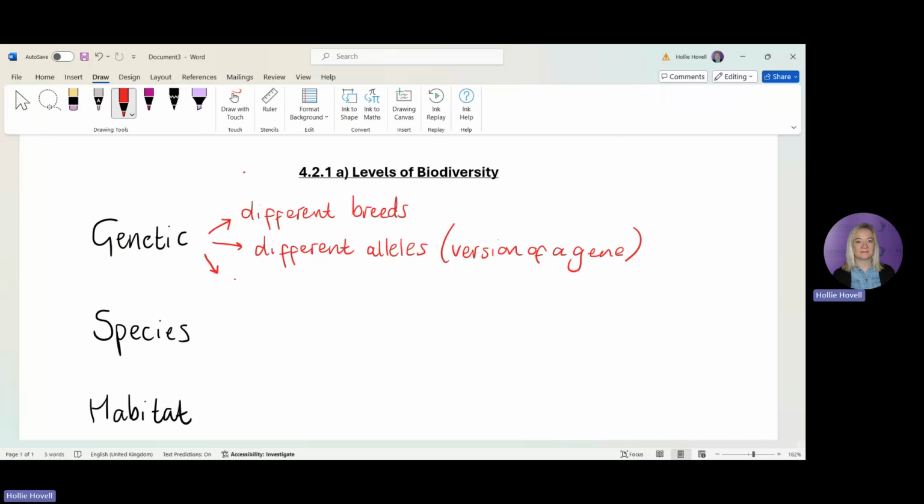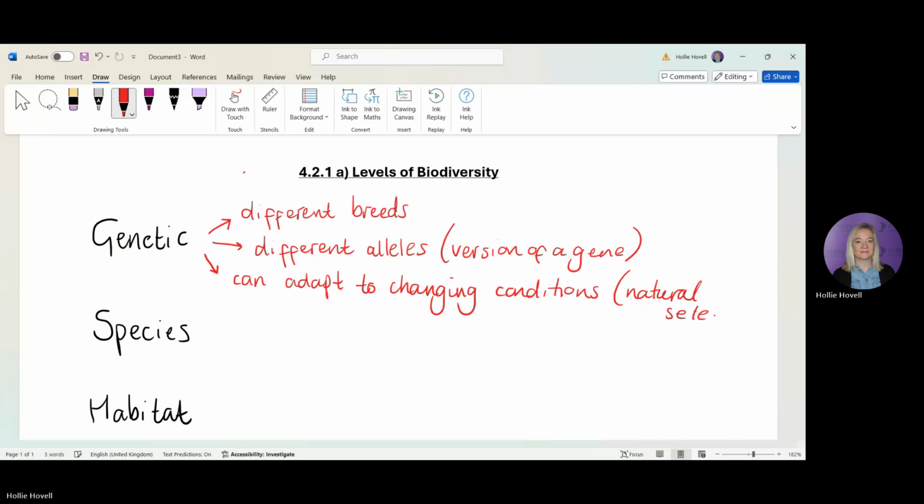So the higher the genetic diversity, it means that things can adapt to changing conditions. And adapting to changing conditions is called natural selection. Some survive, some die, and they pass on the beneficial alleles to the next generation.